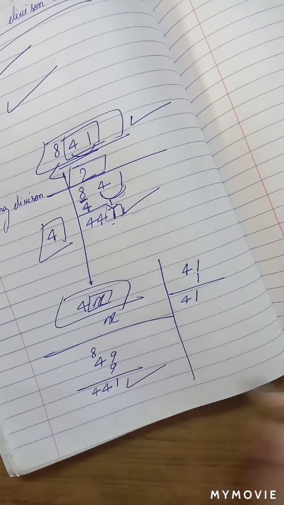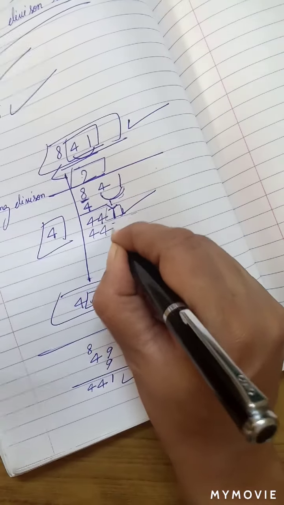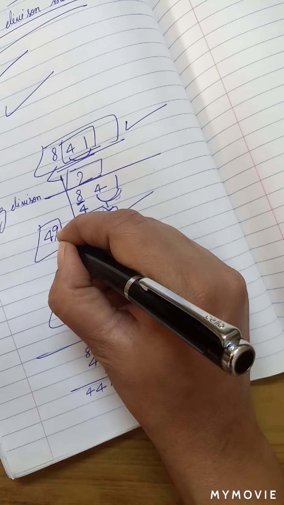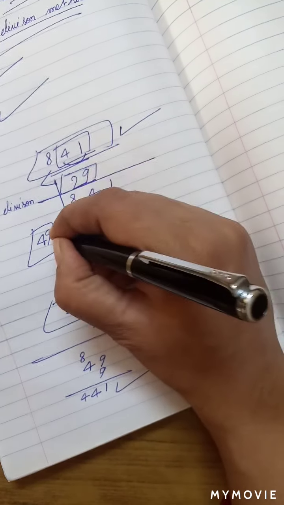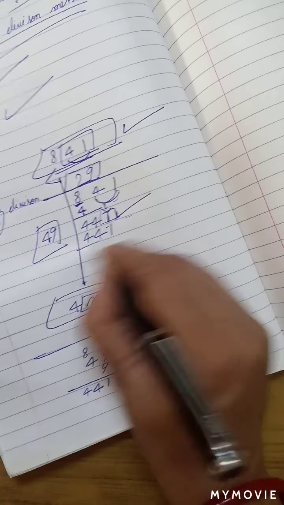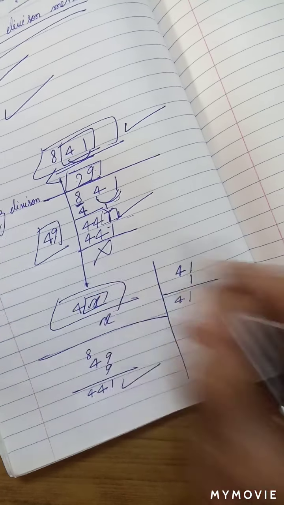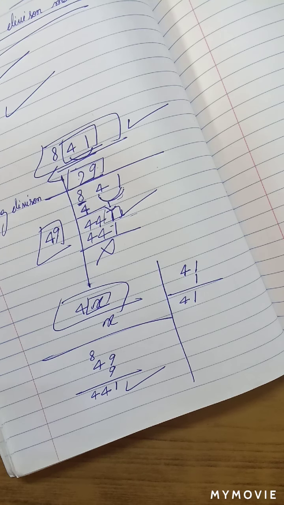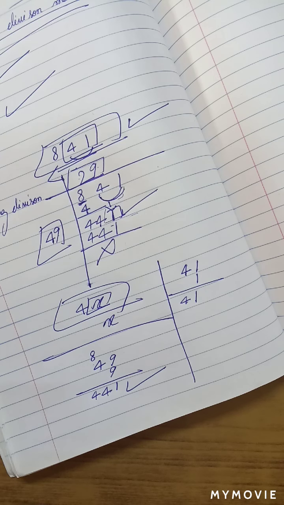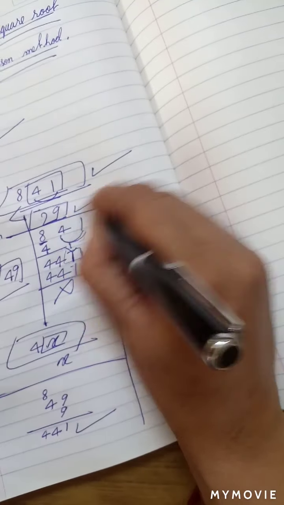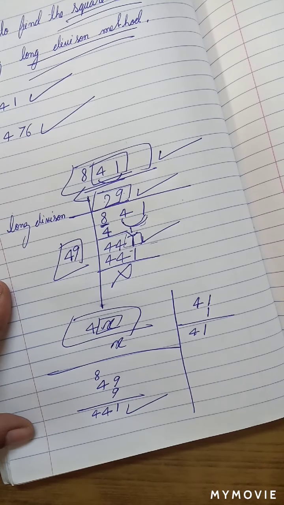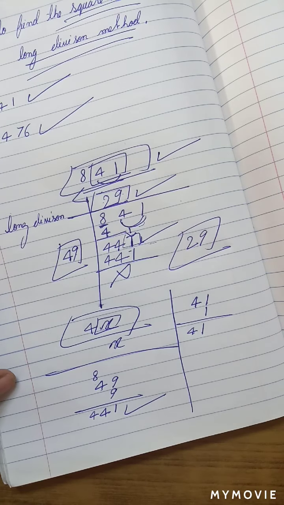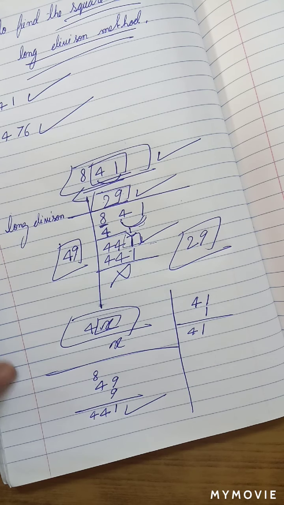Bingo! We have got 441. So we will place it here, and we will place this 9 here. And after placing this 9 here, we will place this 9 here. The same number has to be placed here. And the remainder is 0. The remainder has to be 0 if it is a perfect square. So 29 is the square root of 841. This is the square root of 841.